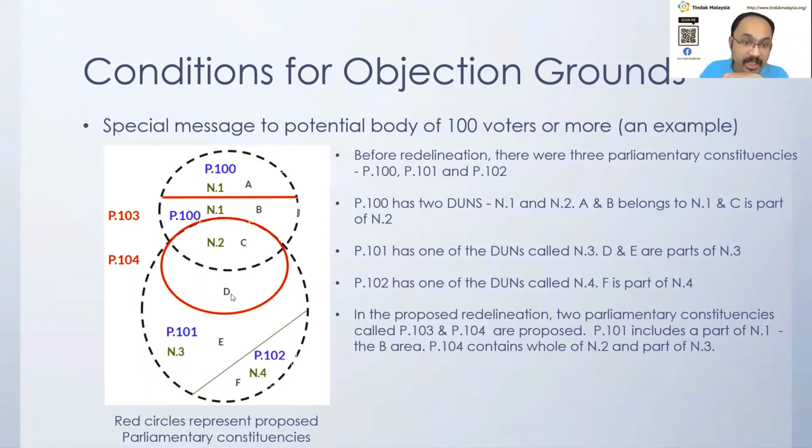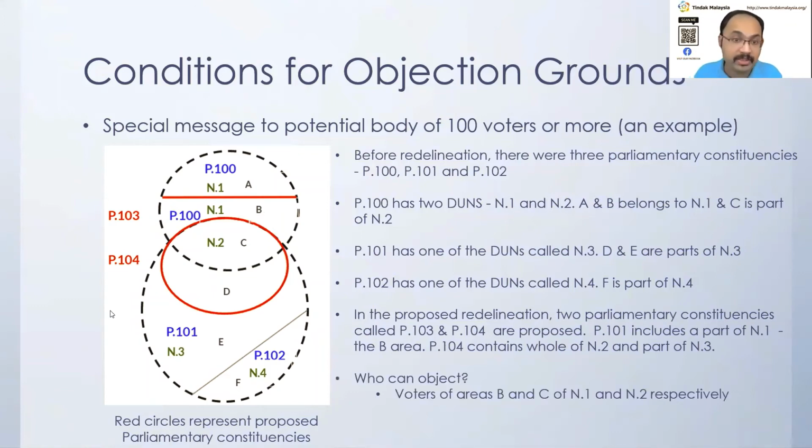B, C, and D, but voters of E and A are also affected by this, because some of your fellow voters are not going to be with you anymore after this. So in a way, you're affected by this. So who can object? B and C.